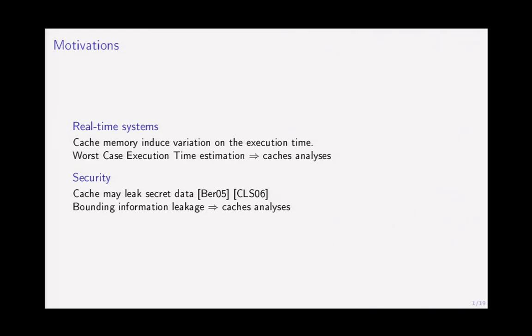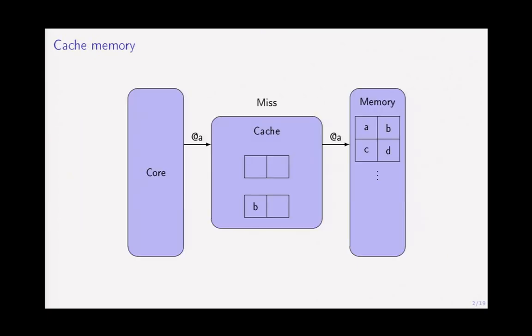The other example is security, because it has been shown that an attacker can retrieve partially or completely the secret information manipulated by a process by querying a cache that is shared between the victim process and his own process.